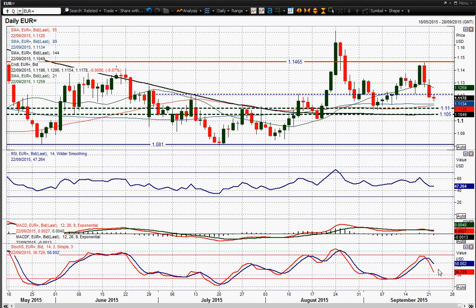You've seen the momentum indicators turning lower, stochastics turning sharply lower, in fact. RSI also suggesting that the bull momentum has been lost, and we're probably now going to see a retest of that 11.11 level.